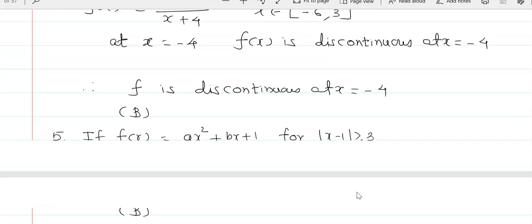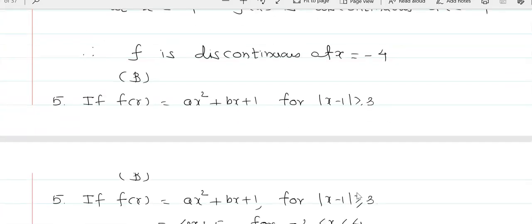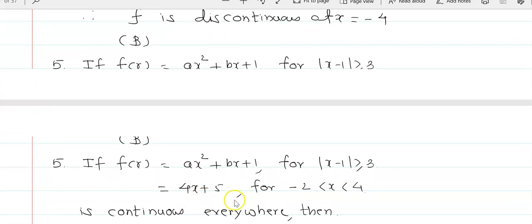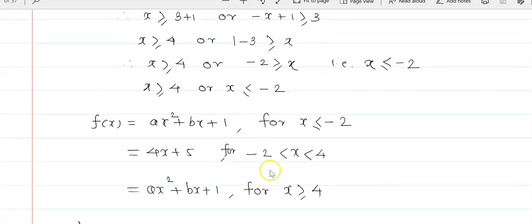Next is as it is; we have taken it as it is, which is 4x + 5, where x lies between −2 and 4. Therefore, I have kept it as it is, −2 to 4. First is x ≤ −2. What will be the next? x is greater than −2. And what about the next? Next will be x ≥ 4, which is nothing but this. Therefore, f(x) = x² + bx + 1 for x ≤ −2, and this is as it is, and from this, f(x) = x² + bx + 1 for x ≥ 4.